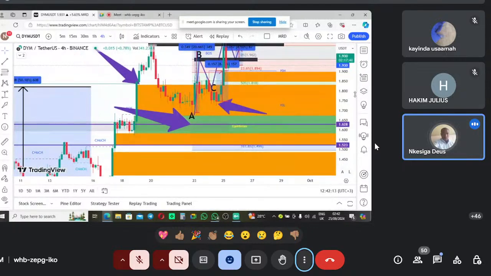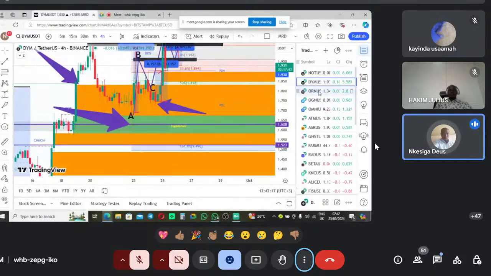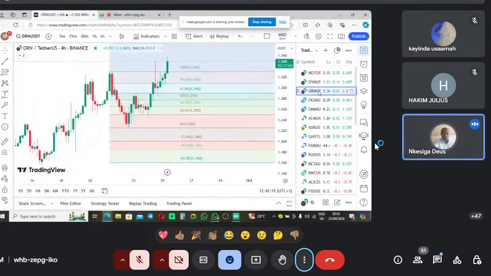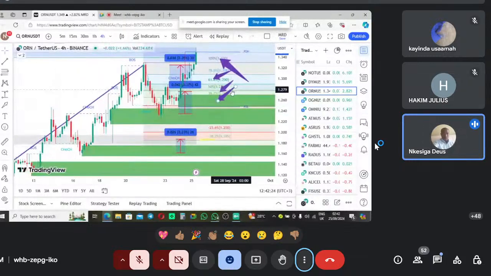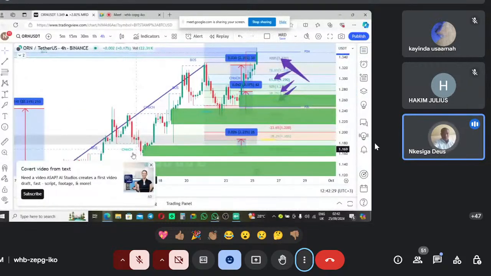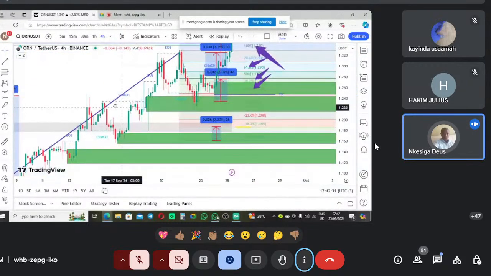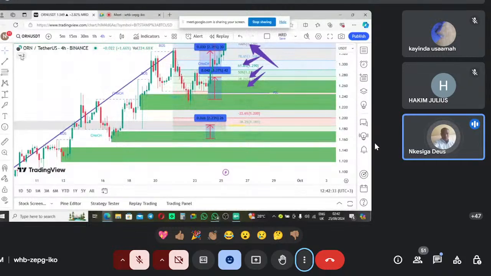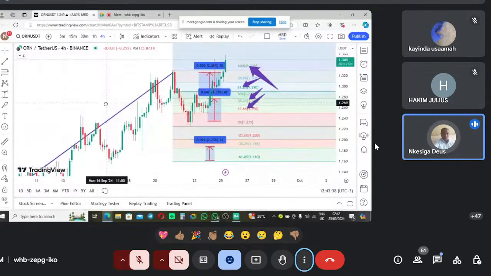I think let us get more examples. Let us get another coin and see how we could enter using the two. Okay, let's use this. Now, considering the coin called ORN, let us first remove smart money and consider the Fib before we move on.